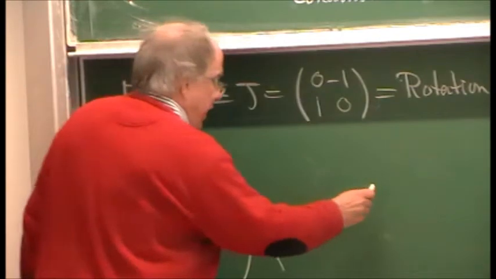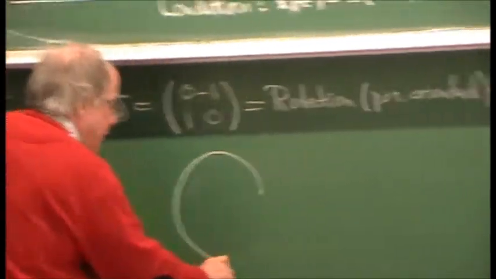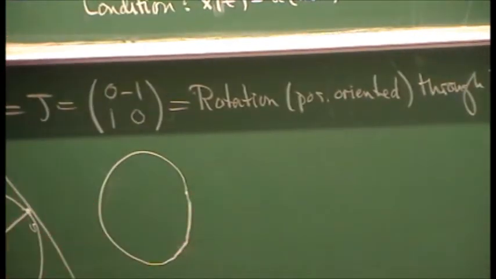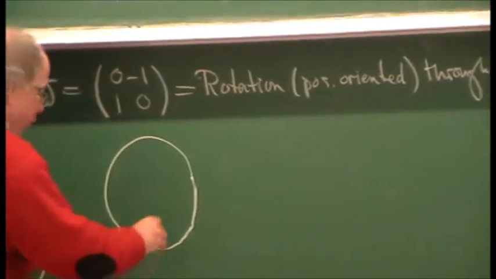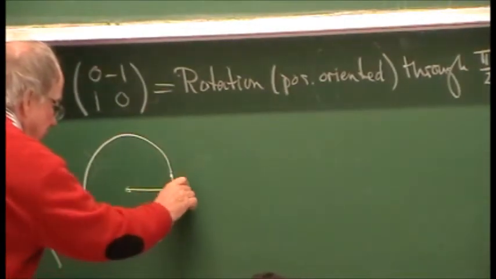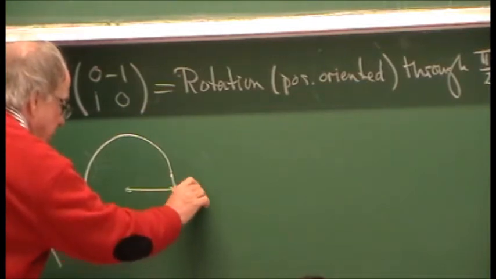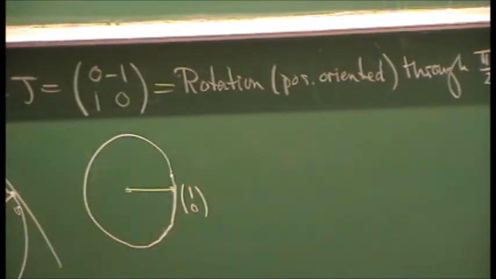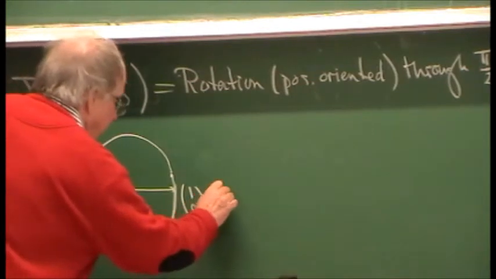Now let me review one of the last remarks that I made yesterday. I love this remark, so I'm going to make it again if you don't mind. It's a beautiful remark. So we take the unit circle to this point 1, 0. So that's our base point, x0.